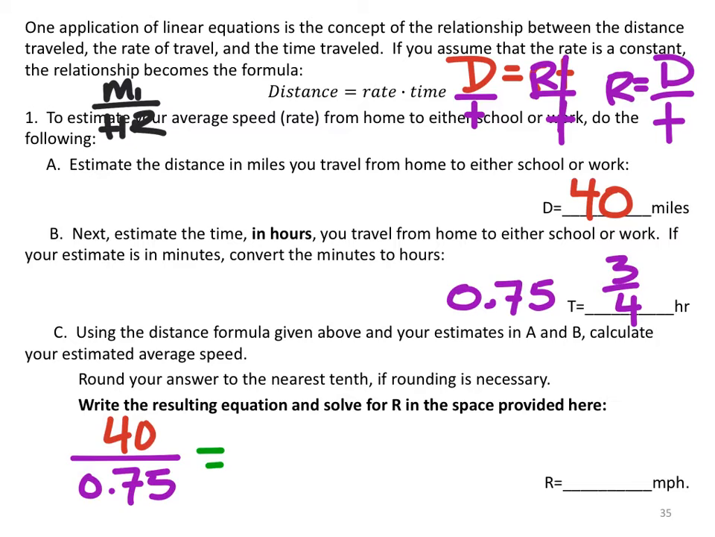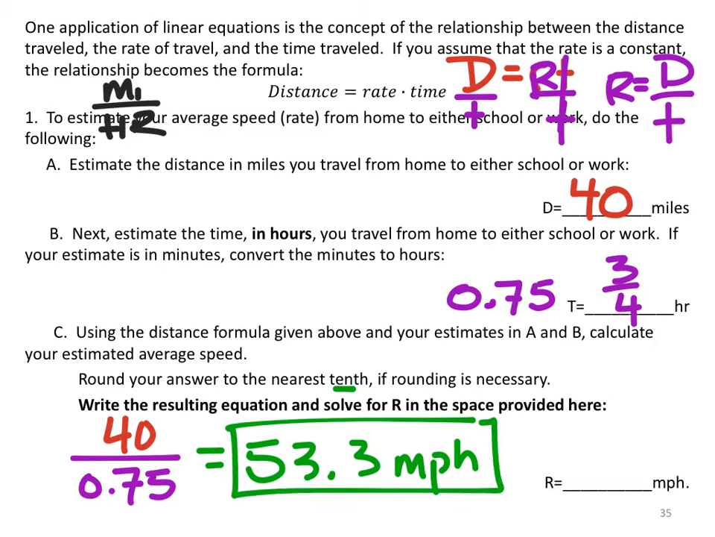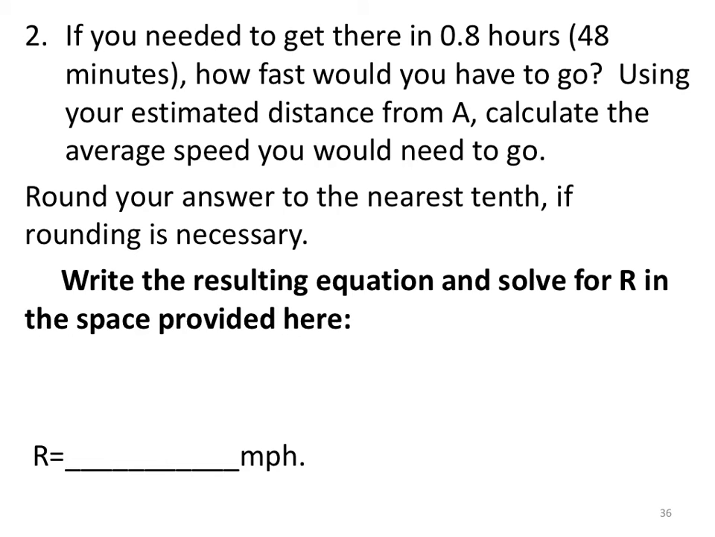Pushed the wrong button on my calculator. 40 divided by 0.75 is 53. It's a pretty ugly decimal. 53.3 repeating. But it did say to round to the nearest tenth, so it's just going to be 3. And again, that's in miles per hour. So that's my answer for part C here.